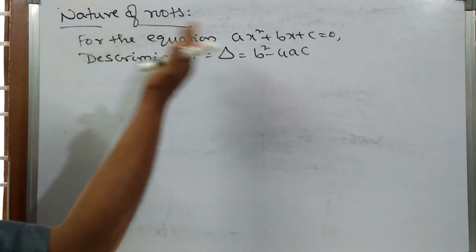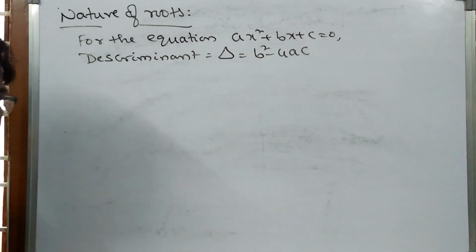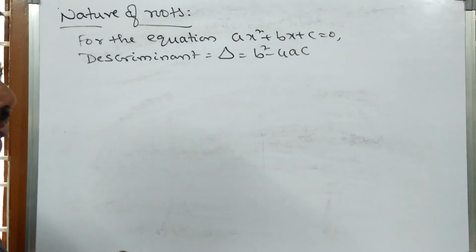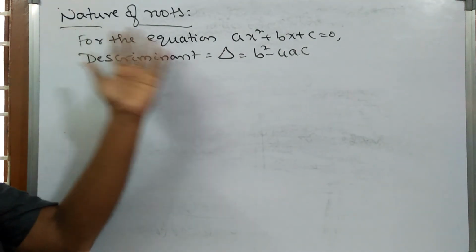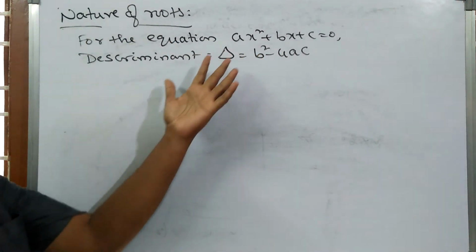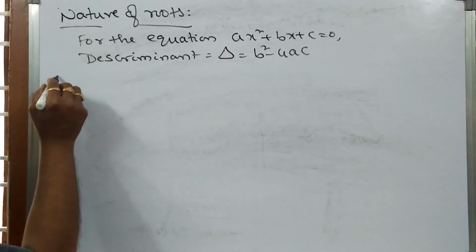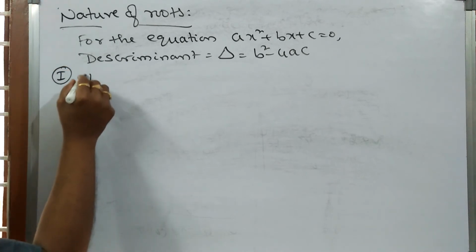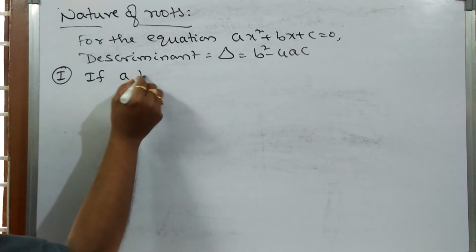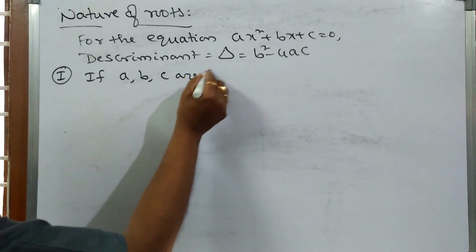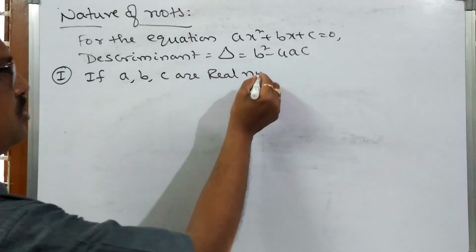The nature of the roots totally depends upon the value of b square minus 4ac, the discriminant value. That is the reason we mention it here. Whenever the nature of the roots is asked, if you calculate b square minus 4ac without finding the roots, you can say how the roots will be. In this we have two cases. First case: if a, b, c are real numbers, that means the coefficients.